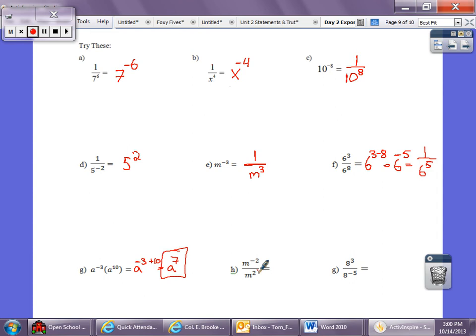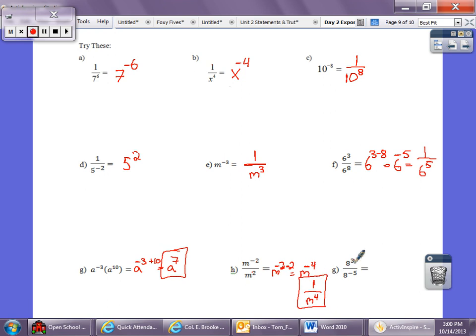Now we can't have negative exponents. Well, we can simplify by subtracting. So this is going to be m to the negative 2 minus 2, which is m to the negative 4th. Well, we cannot have this negative exponent, so what we have to do is drop this into the denominator, so it's going to be 1 over m to the 4th.